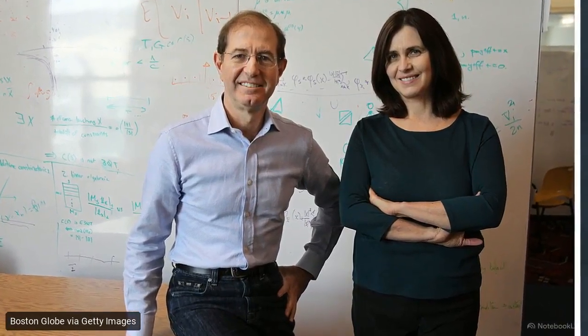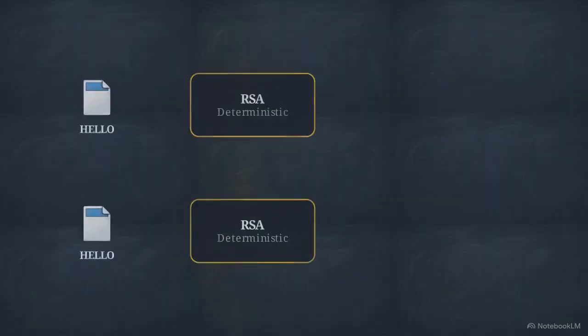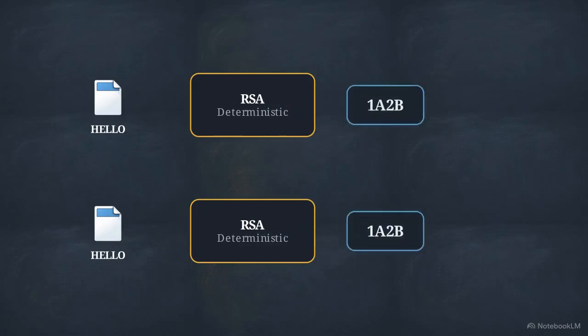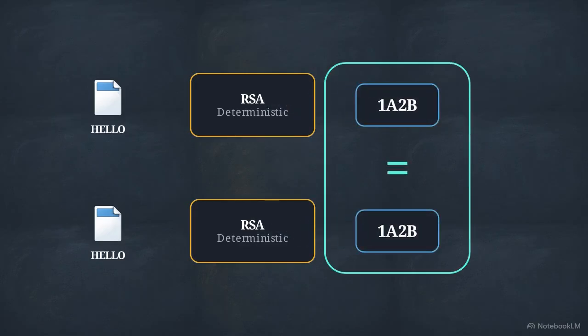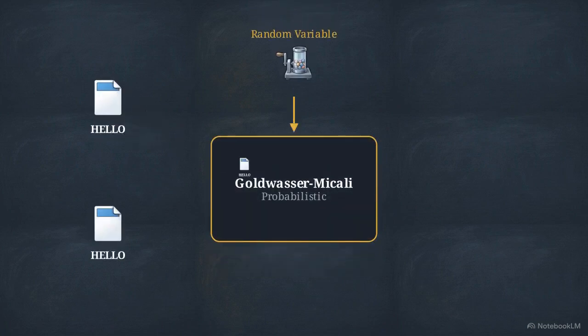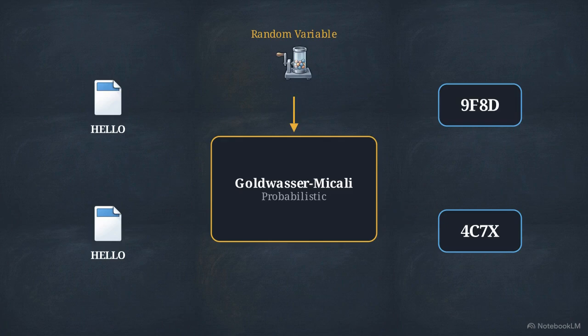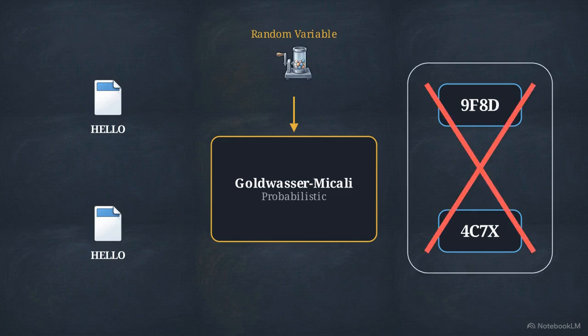Shafi Goldwasser and Silvio Micali, pictured here, developed the first probabilistic public key encryption scheme. They addressed a weakness in deterministic systems, where the same input always produced the same ciphertext, which allowed attackers to look for repeating patterns. By incorporating random numbers into the encryption process, their system ensures that the same message produces a different ciphertext every time it is encrypted. This randomization prevents attackers from performing pattern analysis on repeated data.